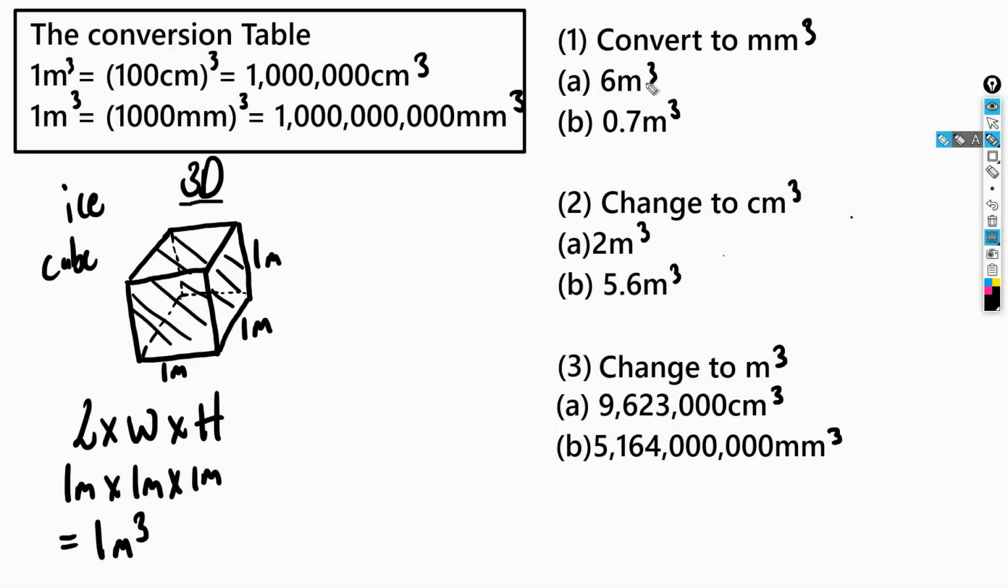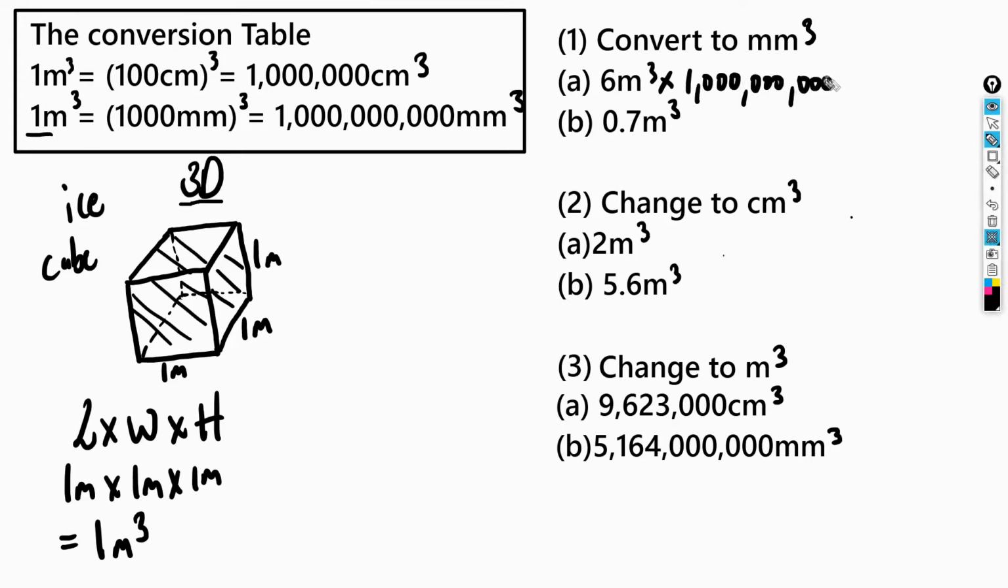And the first question says convert to millimeters cubed. Cool. So we know that 1 meter cubed, right? 1 meter cubed is equal to 1 billion millimeters cubed. So to convert this to millimeters cubed, we have to multiply this by 1 billion.